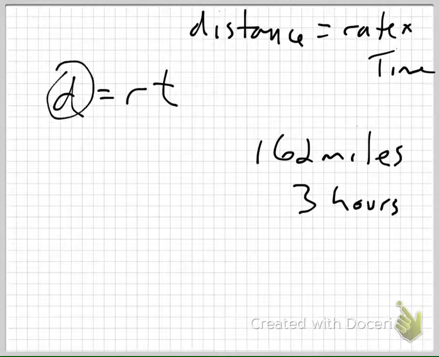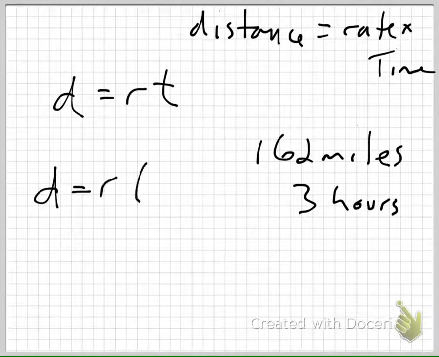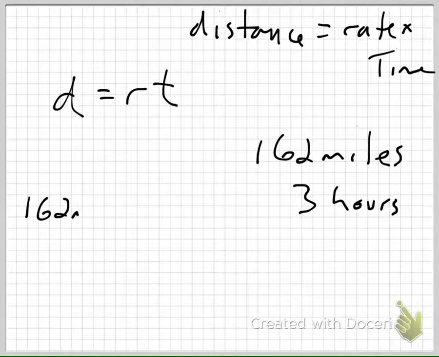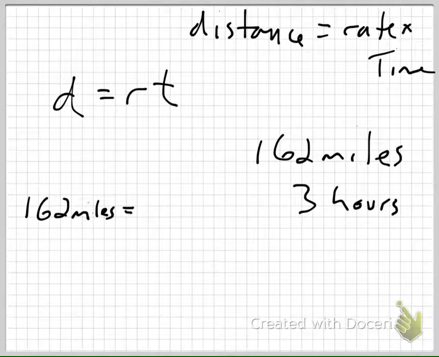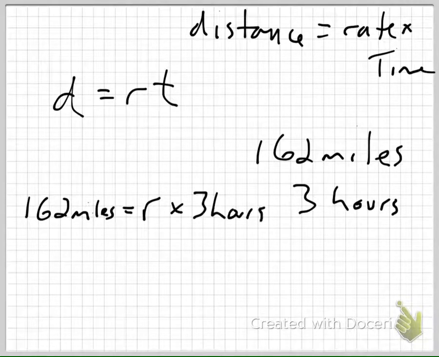Instead of writing D equals RT, we're going to write D equals RT, except we're going to plug in the numbers that go in for those variables. So instead of D, I'm going to put 162 miles equals the rate. Rate means how fast they're going. Does any of this tell you how fast they're going? No. So the R stays put, and then the time is 3 hours. Rate times 3 hours. You don't even really need to put the miles and hours right now, but you can. Watch what I do here.